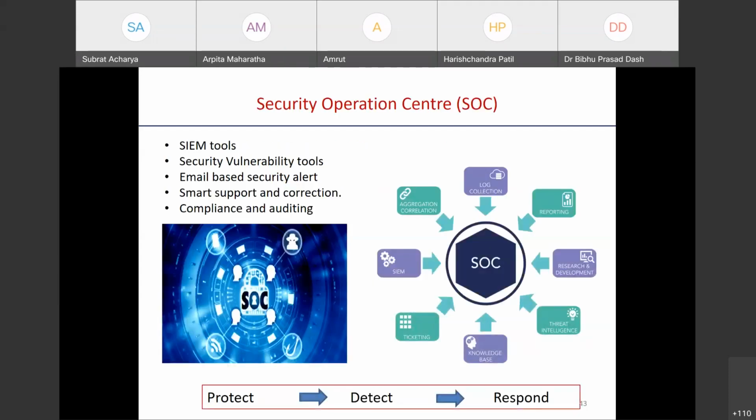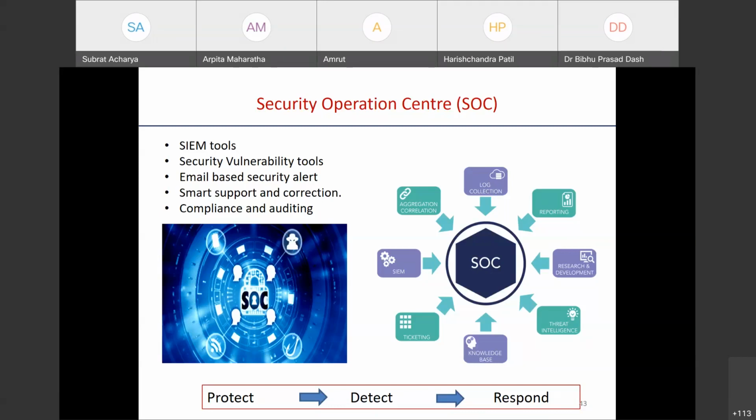And coming to the main operation we are discussing till now: when it goes to the security operation center, the prime aim is to protect the data or protect the actions we are doing. To do that, we have to detect whether there are any changes or events that happened, and then, based on those events, we have to respond to that activity. So what we are referring to here, number one, is SIEM, that is, security information and event management tools.